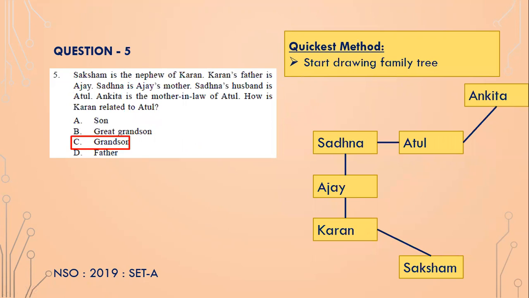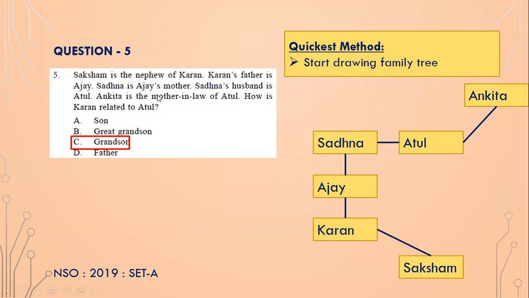Saksham is the nephew of Karan. Karan's father is Ajay. Sadhana is Ajay's mother. So start drawing a family tree. Saksham is the nephew of Karan. Karan's father is Ajay. Sadhana is Ajay's mother, and Sadhana's husband is Atul. So Atul and Sadhana are husband and wife, and Ajay is their son. And Ankita is the mother-in-law of Atul, isn't it? So how many generations? 1, 2, 3, 4 generations, isn't it?